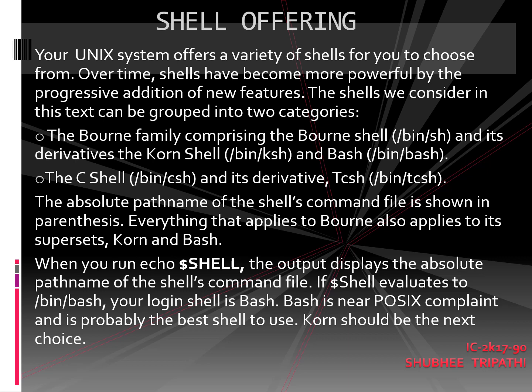The absolute path name of the shell's command file is shown in parentheses. Everything that applies to a Bourne shell also applies to its supersets Korn and Bash. When you run echo $SHELL, the output displays the absolute path name of the shell's command file. If $SHELL evaluates to /bin/bash, your login shell is Bash. Bash is nearly POSIX compliant and is probably the best shell to use. Korn should be the next choice. Decide on the shell you would like to use for interactive work and make that your login shell.